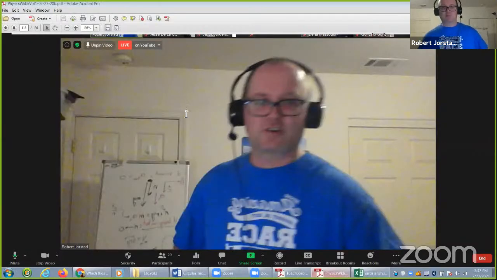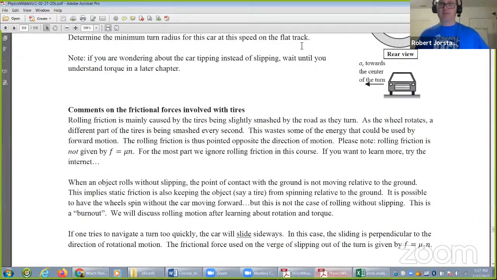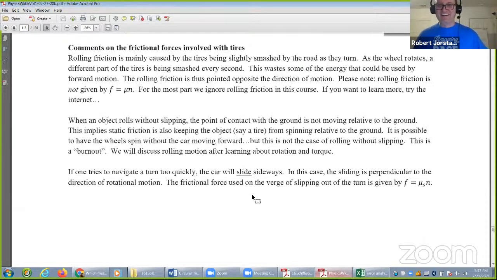Okay. So not trying to waste time. I just want to point out it's okay to use F equals mu static times the normal at the bottom. Okay. All right.